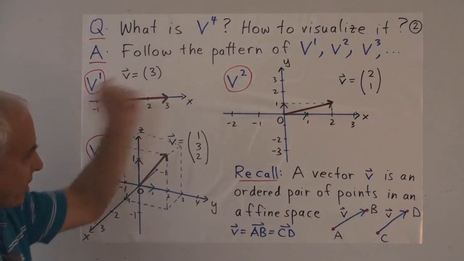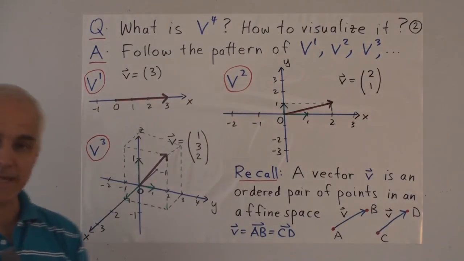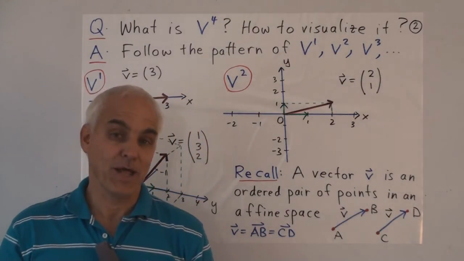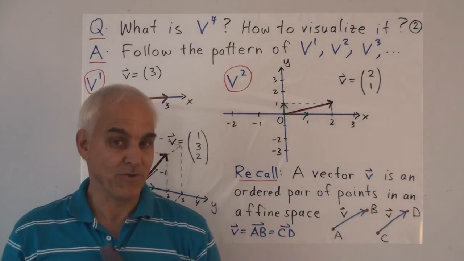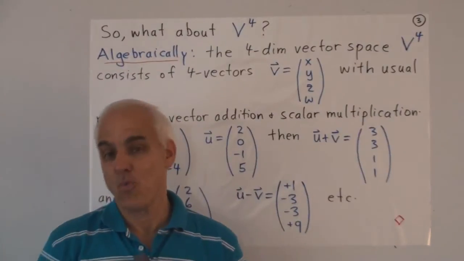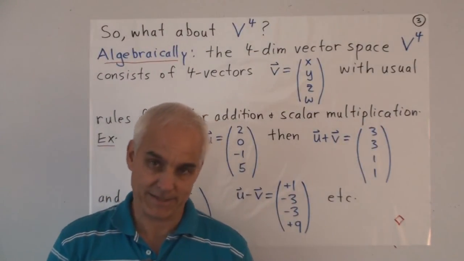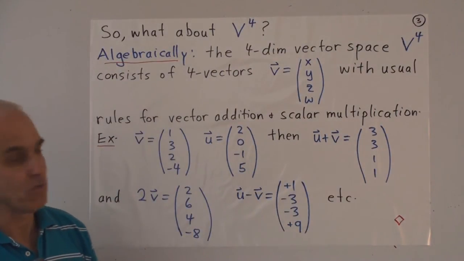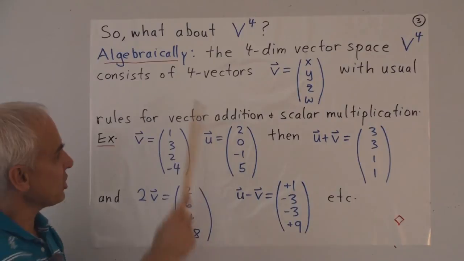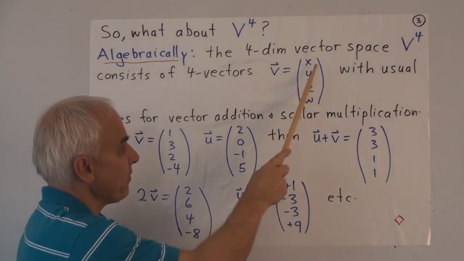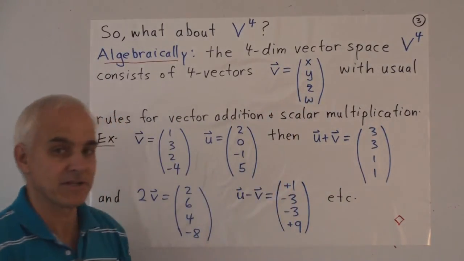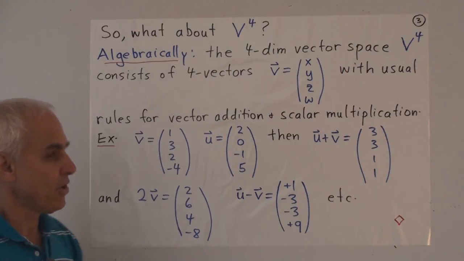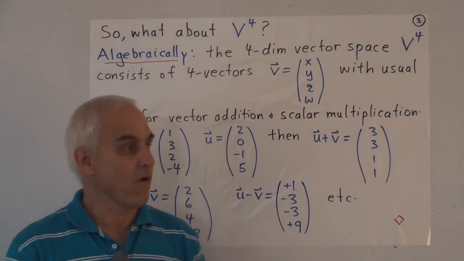Alright, so having understood one-dimensional, two-dimensional, and three-dimensional space, we're now ready to make the jump to try to visualize and understand four-dimensional space. So what is four-dimensional space? The easiest answer is purely algebraic. We're just working with vectors with four components, say x, y, z, and w. No geometry needs to be involved.